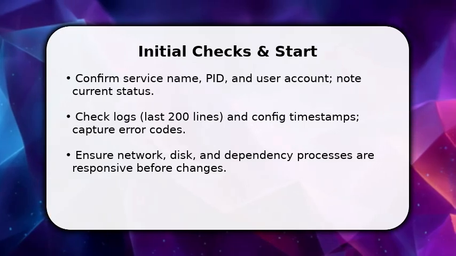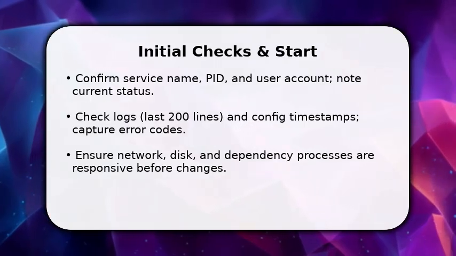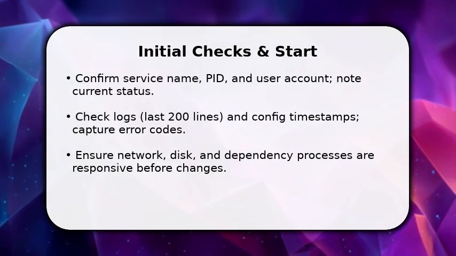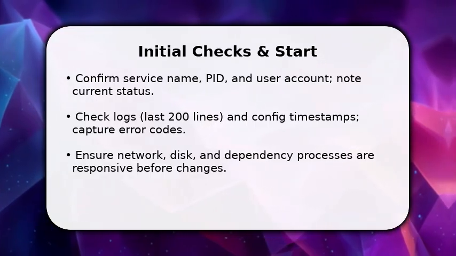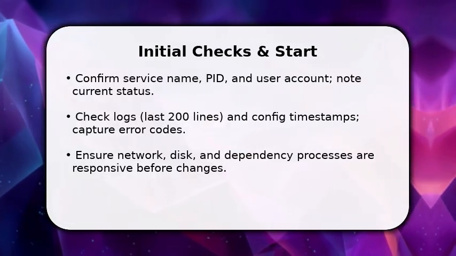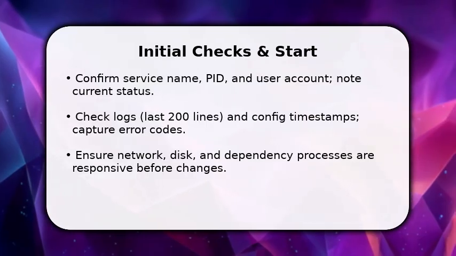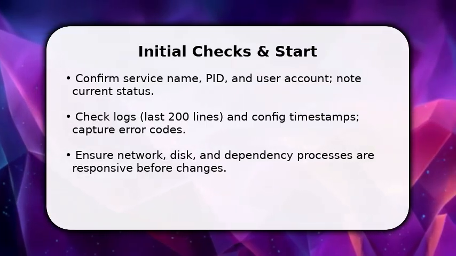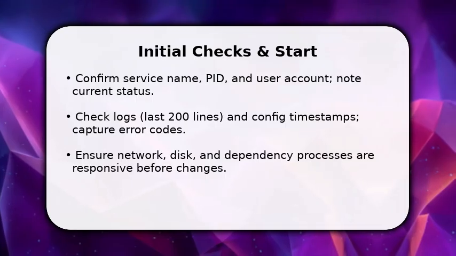Enjoy the video. You begin by verifying prerequisites and taking immediate action. Check the service name, PID, and user context so you know what you control. Once done, open logs and scan the last 200 lines for error codes and timestamps to prioritize fixes.